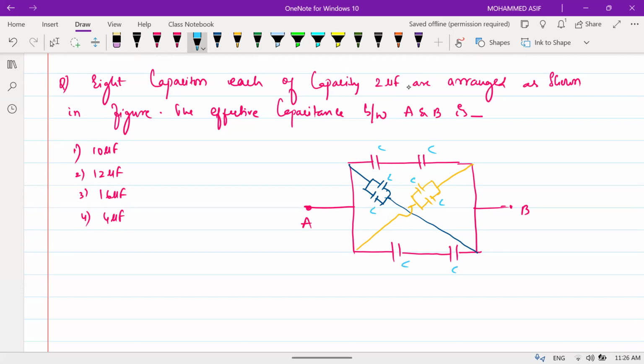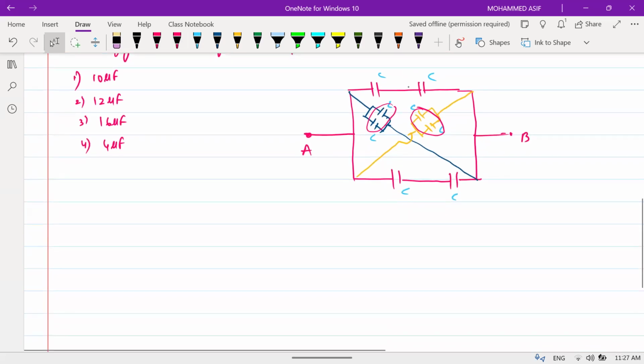So what is the effective capacitance between A and B? Anyone? These two are in which combination? These two are in parallel. These two are also in parallel. When they are in parallel, it will be equal to how much? C and C, it will be 2C. This one is also 2C. That means if I replace each pair by one capacitance, that will be equal to 2C. I'll draw the diagram here, you see.